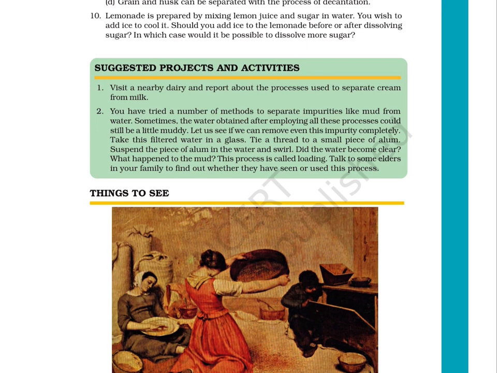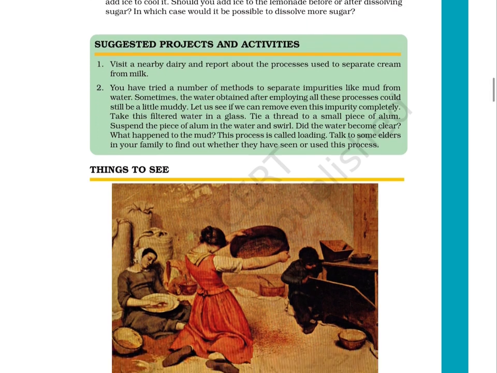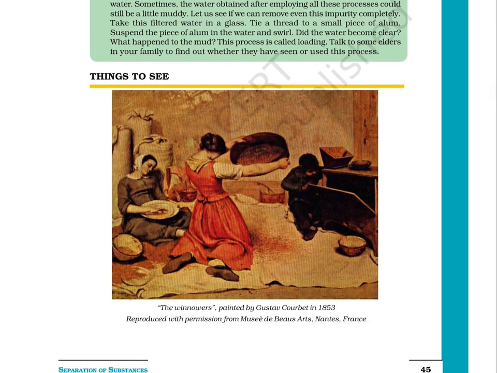Things to see. Here, a picture is given which shows the veneers painted by Gustave Courbet in 1853. Reproduced with permission from Musée des Beaux-Arts, Nantes, France. The chapter 5 of total 16 chapters of the book ends here.